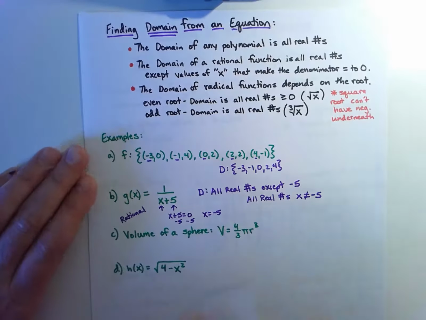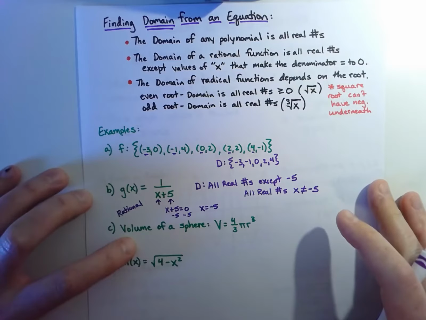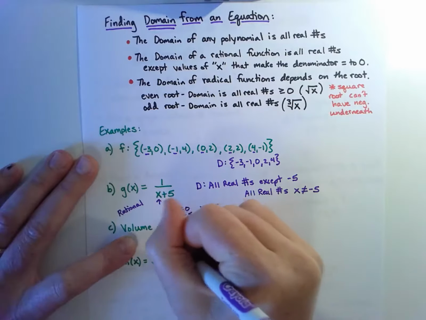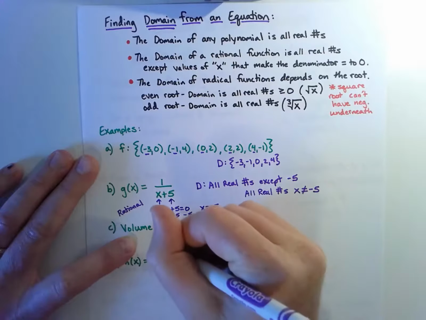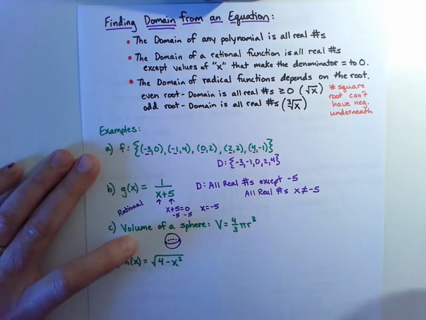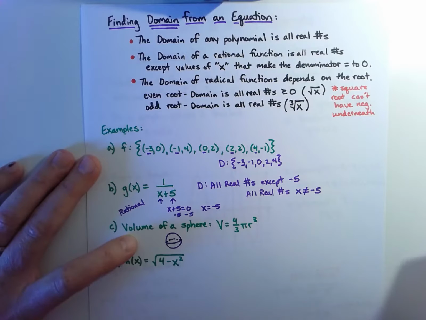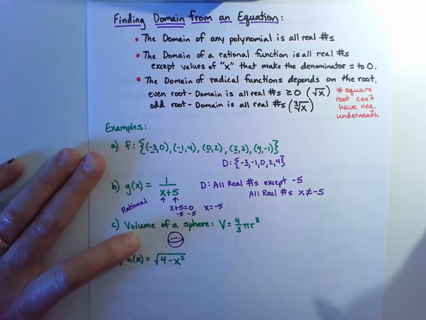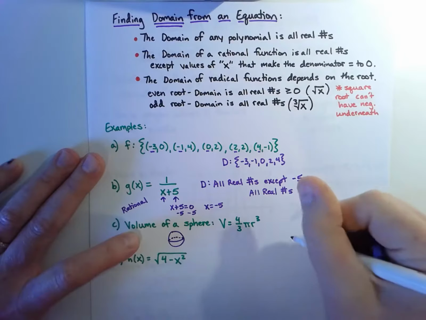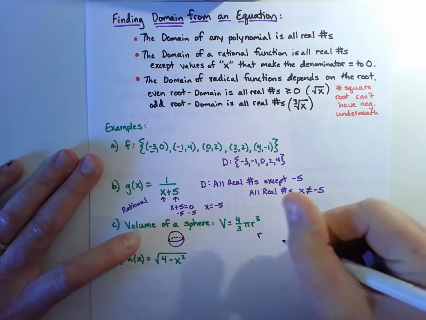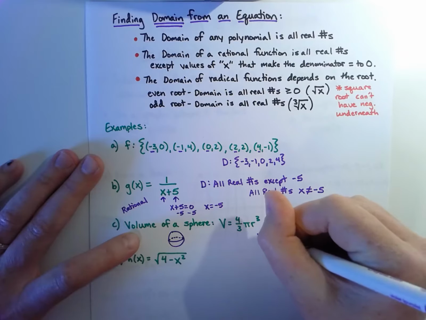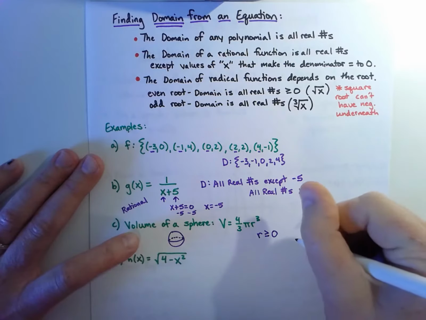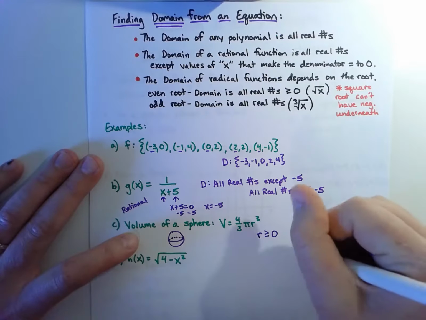Then example C has volume of a sphere. So think about volume of a sphere for just a minute. You think about a circle that has a volume. That volume can certainly not be negative, and it's most likely not going to just be 0. So we would need to say that our R value would be greater than or equal to 0, because it's possible to be 0. So it's just never going to be a negative number.